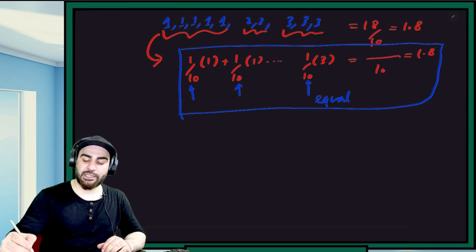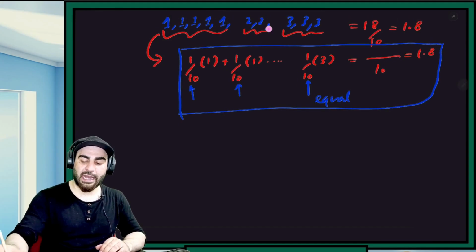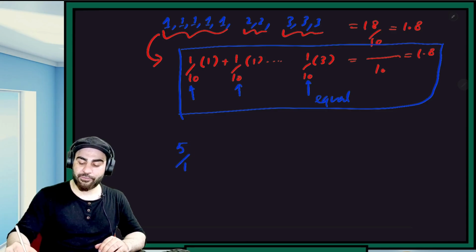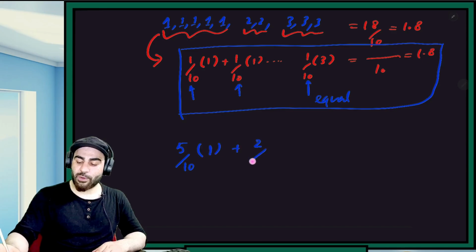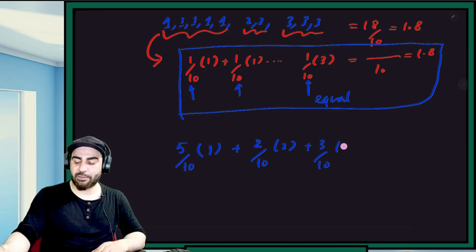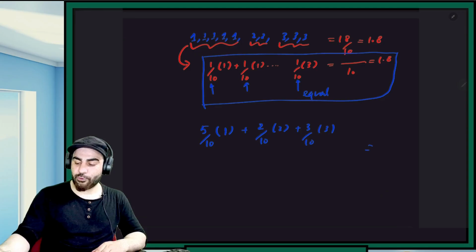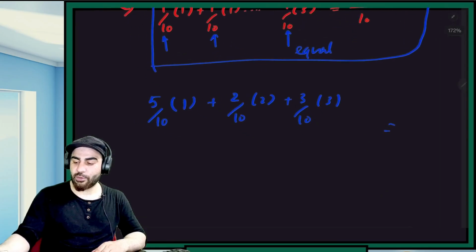So what if I club these things together? I have 5 ones, okay, and I have 2 2s, I have 3 3s. So I can write it like this: 5 by 10. Okay, this is some weight I'm assigning to 1, multiplied by 1 plus I have 2 2s, 2 by 10 multiplied by 2. I have 3 3s, 3 by 10 multiplied by 3. If you compute this thing, you will again come up with the same number.